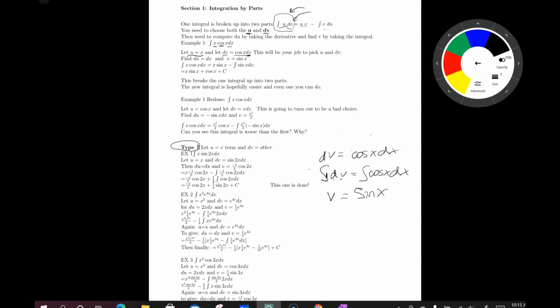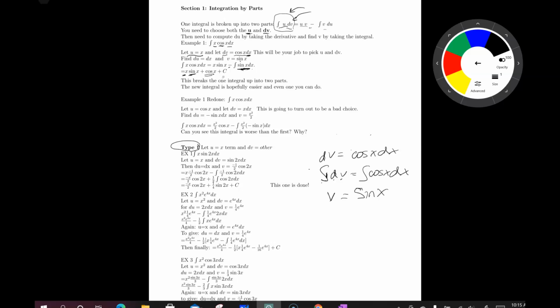Then I put it together. Here is the integration by parts: uv minus the integral of v du, or as I like to say it, minus integral of v du. So u is x and v is sine of x, minus the integral of v du, sine of x dx. Then I ask myself, can I take this antiderivative? I can, and it's negative cosine, so there's my answer, and I put one big plus c at the end.